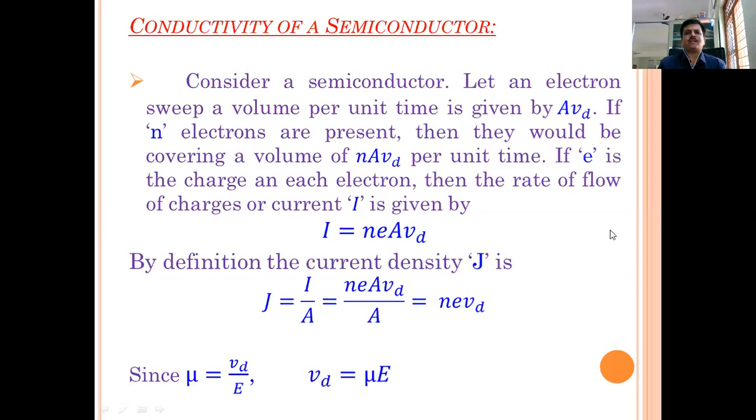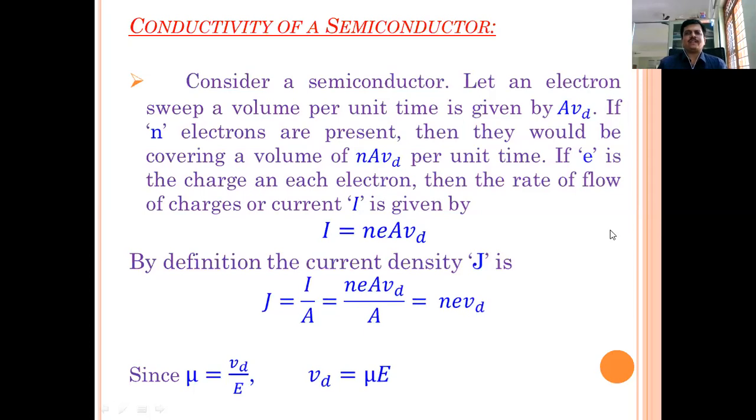Also, we know the concept of the current density J. By its definition, it is the current flowing per unit area of cross section. Current I is given by neAVd, divided by A. The A will cancel with each other, leaving neVd.